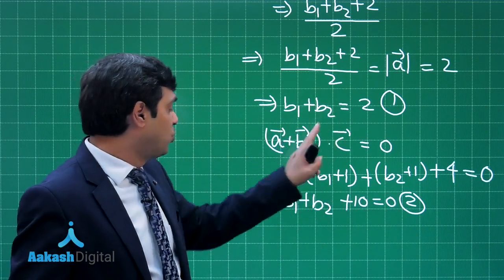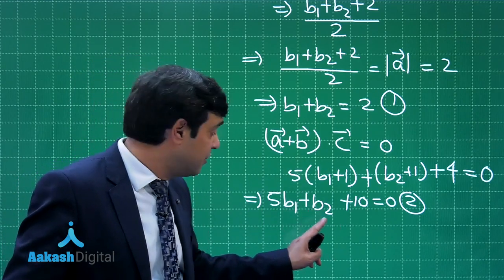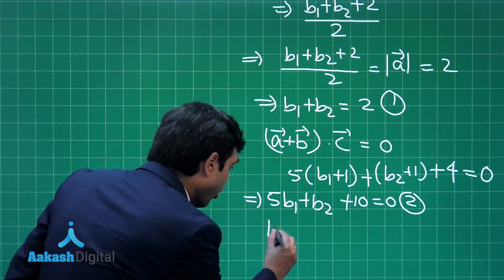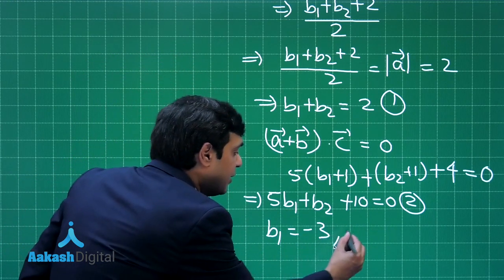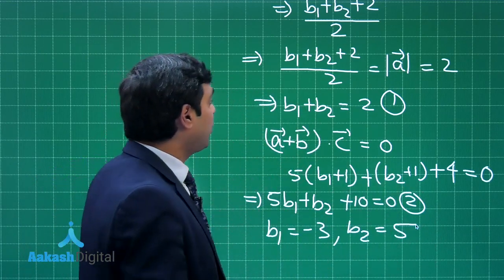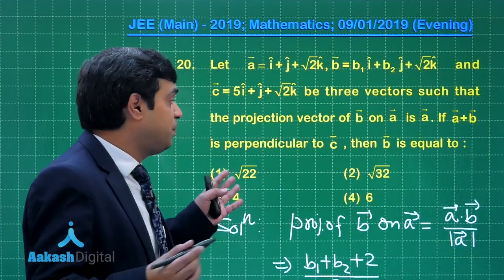Substitute b2 as 2 minus b1. When you put here 2 minus b1, what do you get? You are simply getting 4 b1 plus 12 is 0, or b1 is minus 3. Then we get b2 as 5. b1 and b2 are obtained. Let's see what is being asked in the question. It says what is the b vector?